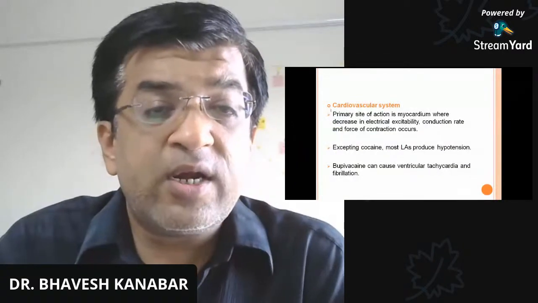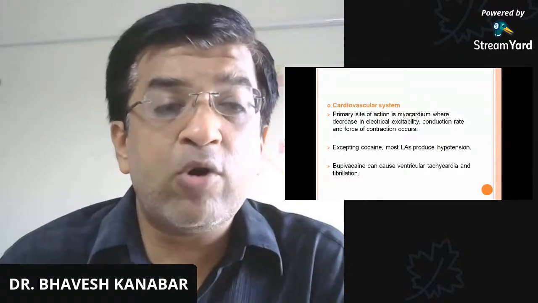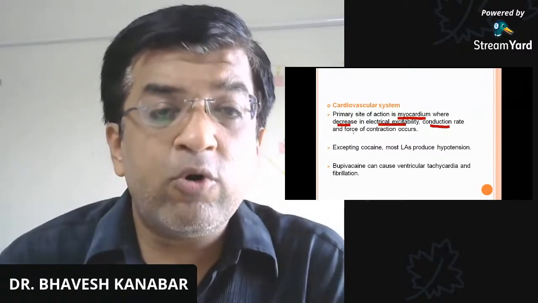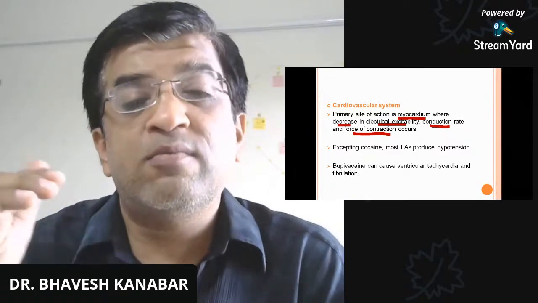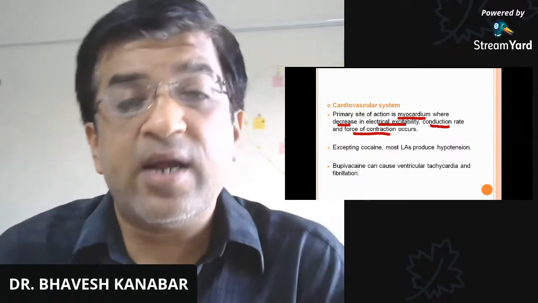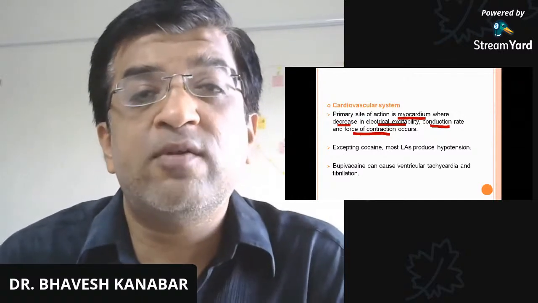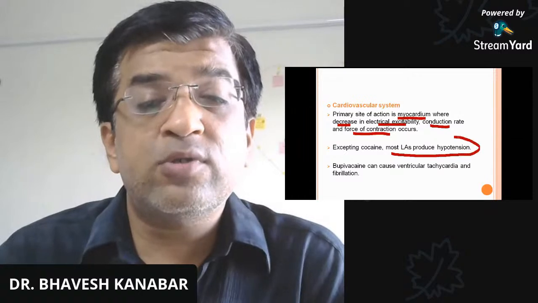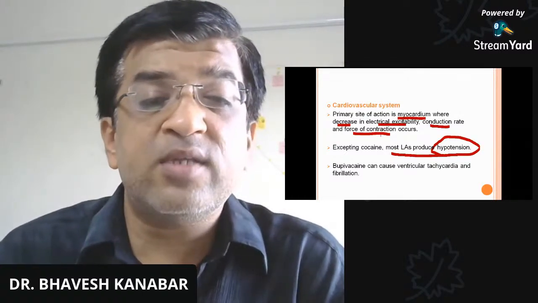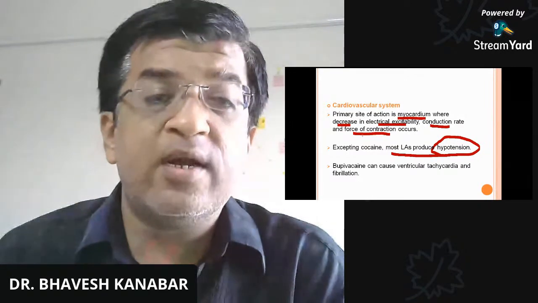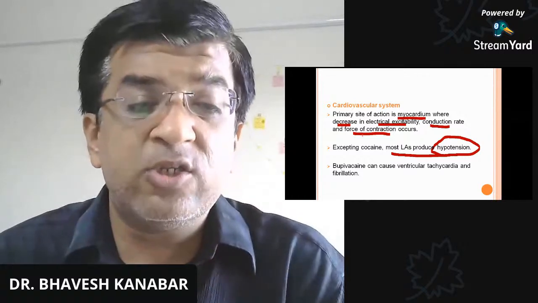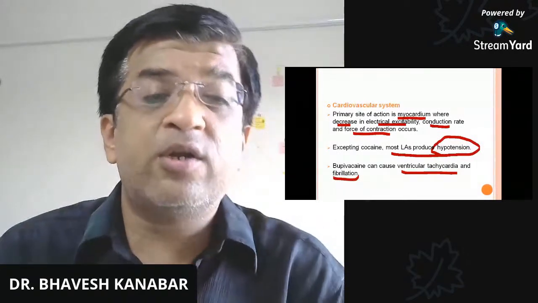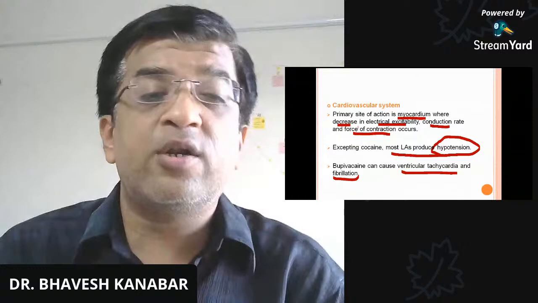Profound CNS stimulation may lead to convulsion also. So from a low dose, to a higher concentration, and from a higher dose there can be convulsion also. Then in the cardiovascular system, the primary site of action is the myocardium, where it decreases excitability, conduction, and force of contraction. Because of decreased excitability and conduction there will be bradycardia, and force of contraction also decreases, so there will be a decrease in cardiac output. Except cocaine, most local anesthetics produce hypotension. Why is hypotension produced? Because of the action on the heart, that is, because of the decrease in cardiac output. Bupivacaine can cause ventricular tachycardia and fibrillation.